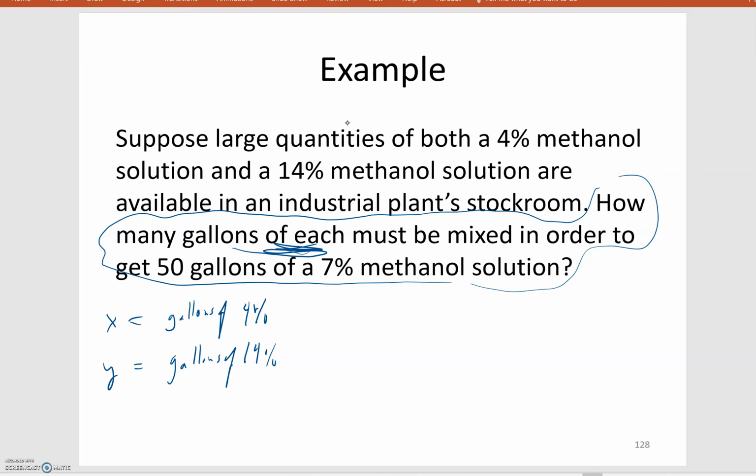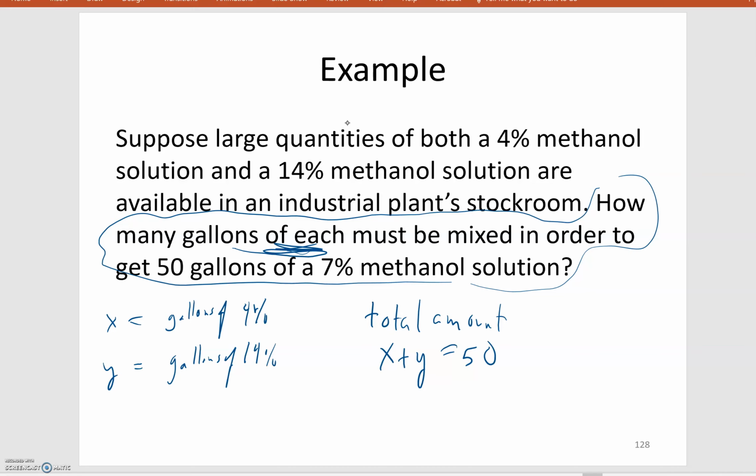Now, with a mixture problem, I think sometimes people have a hard time conceptualizing this a bit more, but we still have a total amount equation, because the total amount that we want to get is 50 gallons. And this is just the number of gallons of each of them. So I can still write down that x plus y equals 50. And that's still a valid equation.